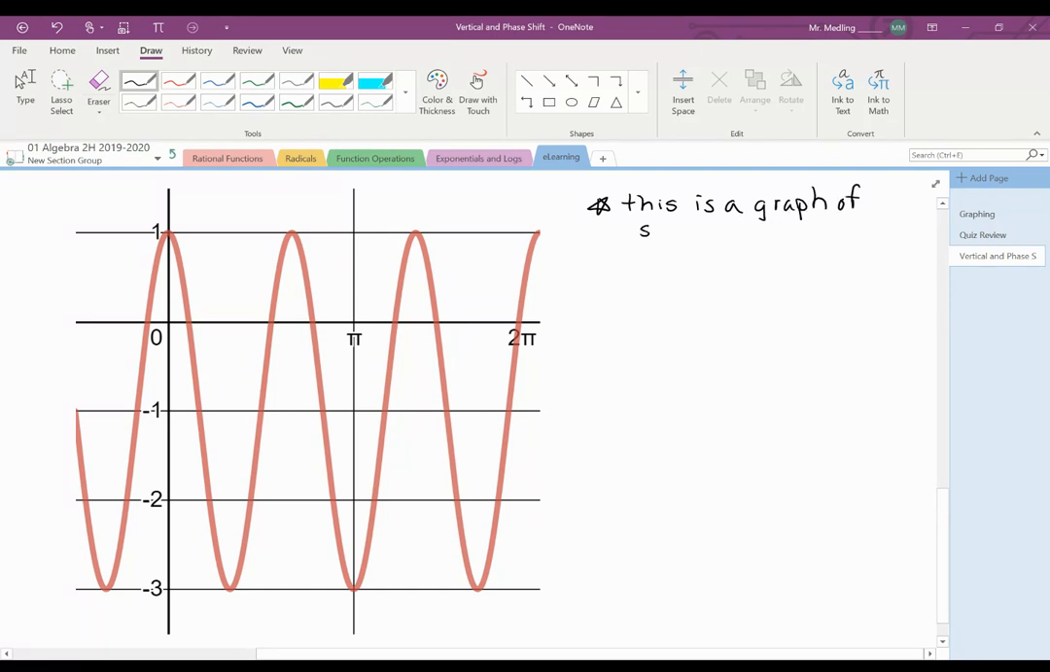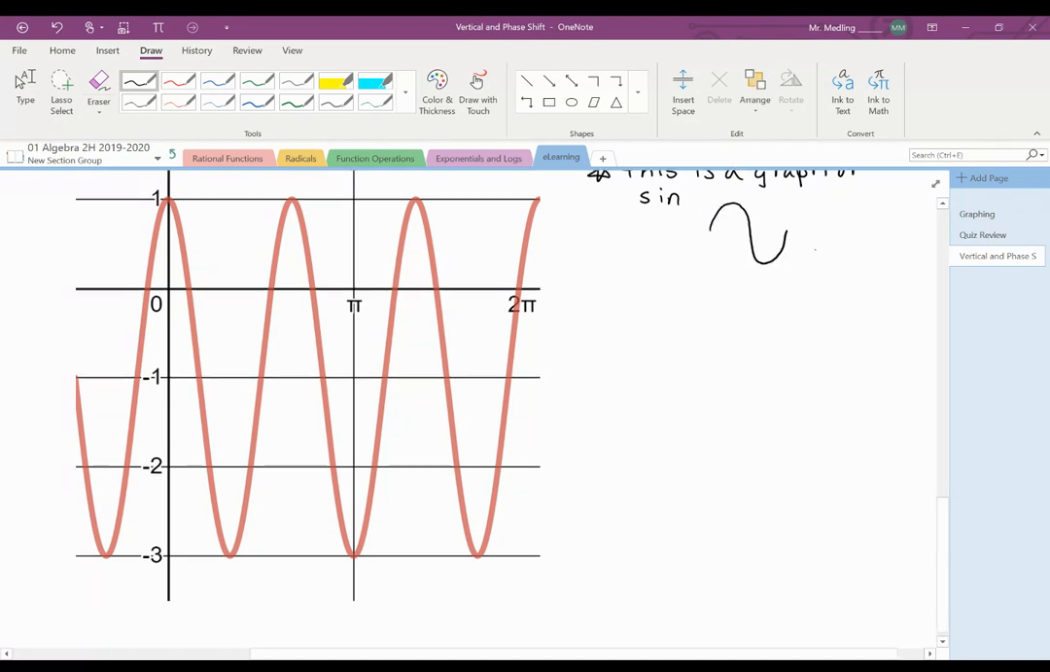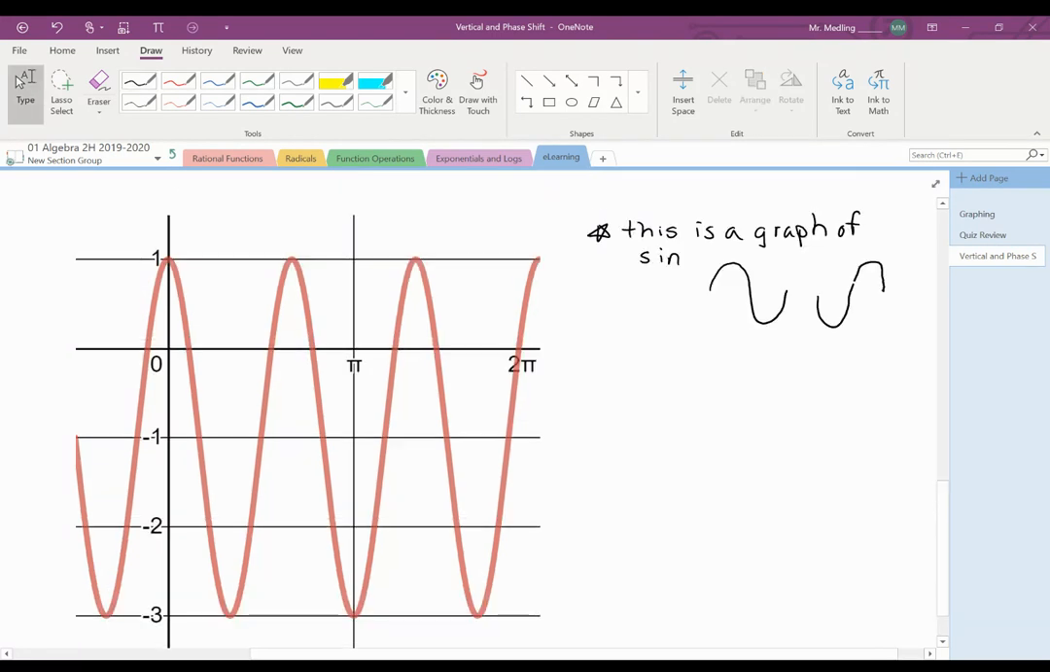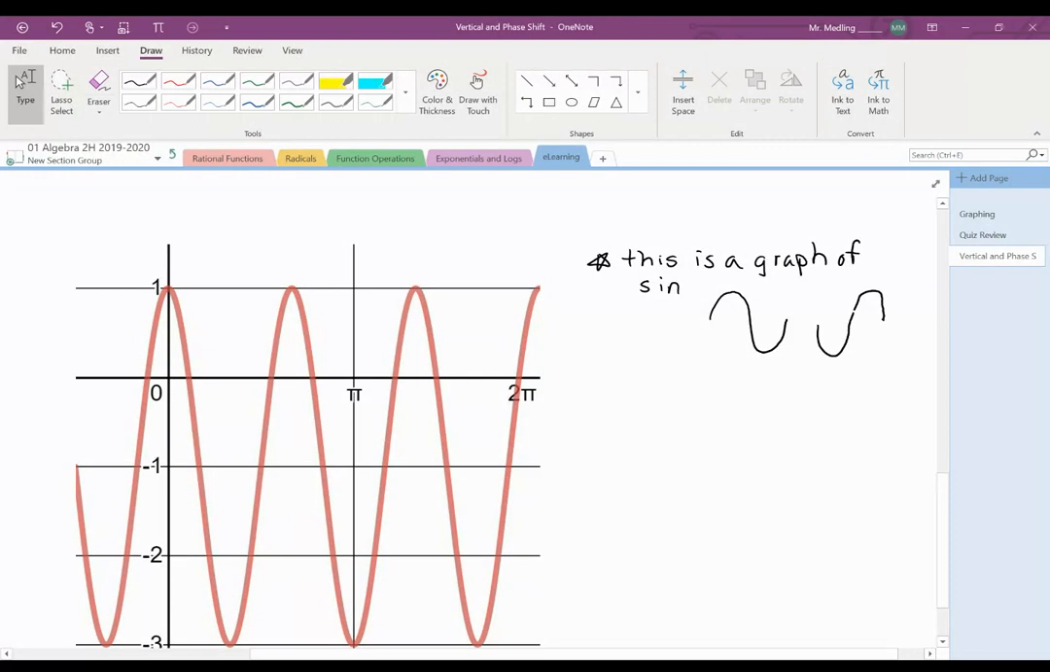All right, so knowing that, now I know what I'm looking for. I'm looking for a very specific shape. I am looking for either this shape or this shape. That's our graph for sine. It makes a kind of tilted S.